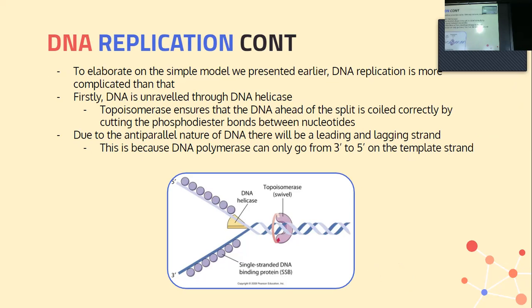Due to the anti-parallel nature of DNA, there will be a leading and a lagging strand, which is important to know in replication. This is because DNA polymerase can only go from 3' to 5' on the template strand. It cannot go the other way, or else this would be a lot more simple. Next.